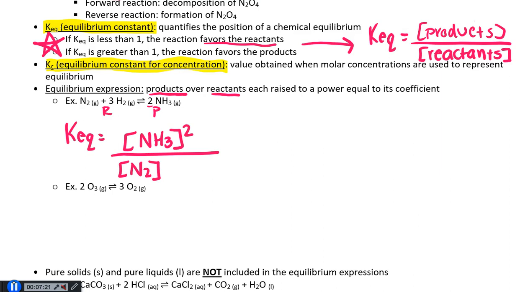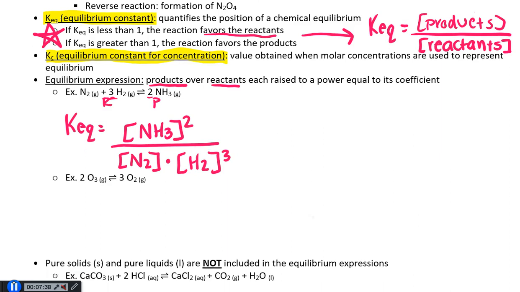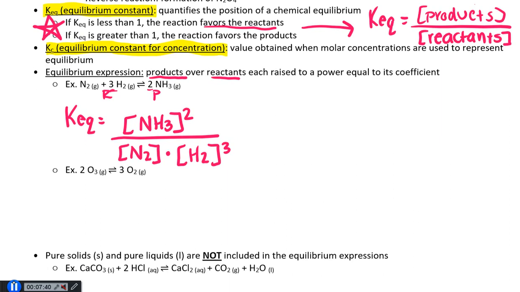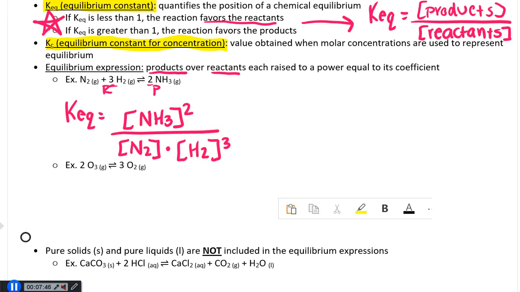One really important thing to remember for equilibrium expressions is that we multiply. If you have more than one reactant or more than one product, we multiply them together. And hydrogen has a coefficient of 3, so I would raise it to the third power. So that is our equilibrium expression. All right, pause the video, try the second one on your own. When you're ready, unpause and check out how you did.